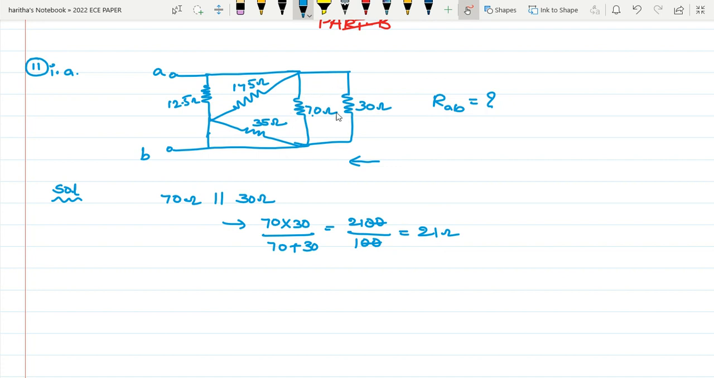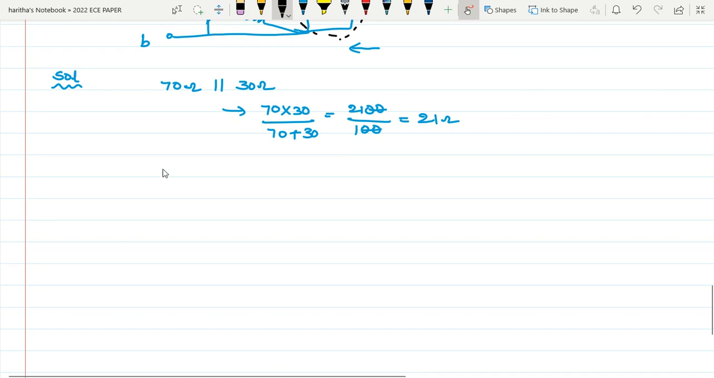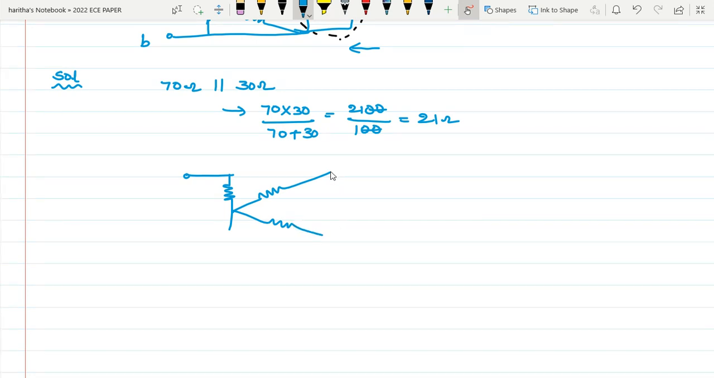So the combination of these two, first I'm rejecting these two resistors. These two are in parallel. So you can replace those two with a single resistor, that is 21 ohm. Redraw the circuit again. So in place of 70 and 30, I will connect 21 ohm. This is 175, this is 35, and this is 12.5.